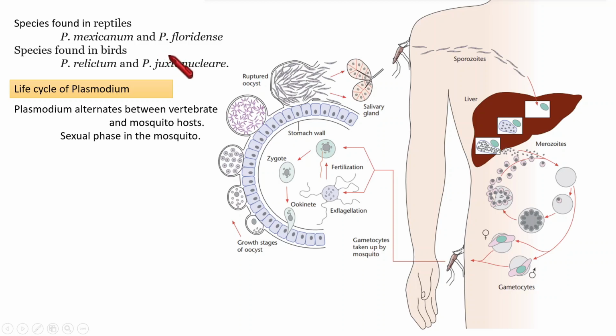So let's have a deep understanding of the life cycle of Plasmodium. Plasmodium alternates between vertebrate and mosquito host during its life cycle. And in its life cycle, the sexual phase happens inside the mosquito. Then which is the transmissive stage of this Plasmodium? It is called sporozoite.